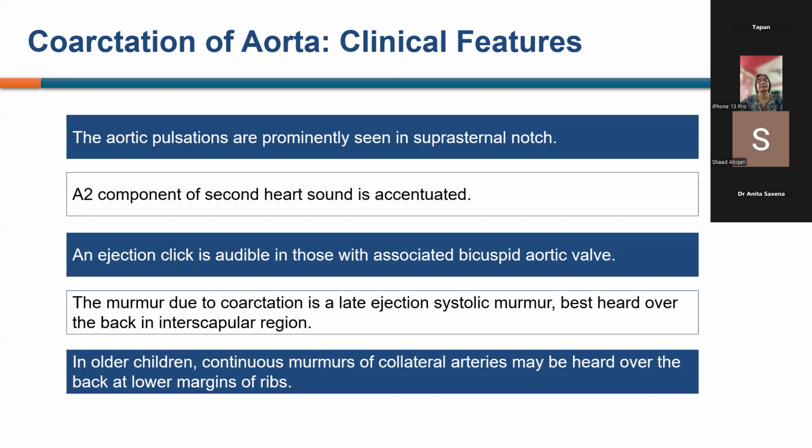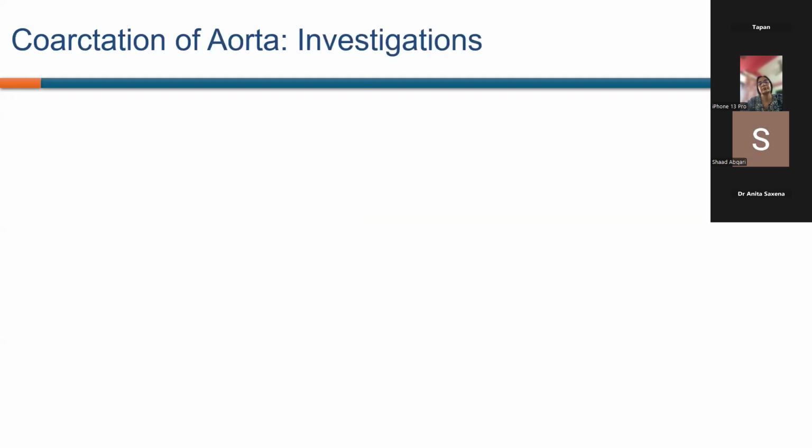So clinical features: good aortic pulsations in the suprasternal notch, something that you should not be feeling in children. A2 component of the second heart sound is accentuated, like in hypertension. Ejection click will be present if there is an associated bicuspid aortic valve. Murmur due to coarctation is usually unimpressive. It is often a late ejection systolic murmur. Sometimes it can be a continuous murmur, which will be heard over the back because of the collaterals, and even the coarct itself can give you a continuous murmur if it is tight, simply because the blood is taking a very long time to go from the upper part of the aorta into the lower part of the aorta.